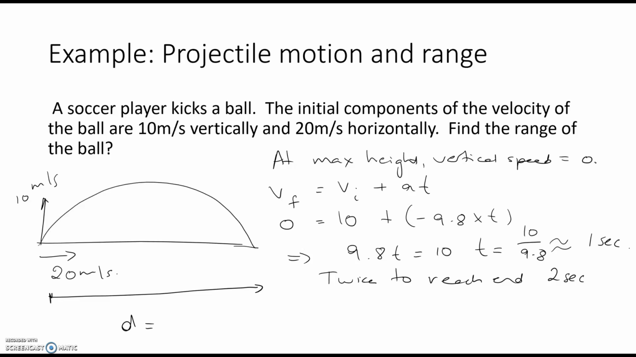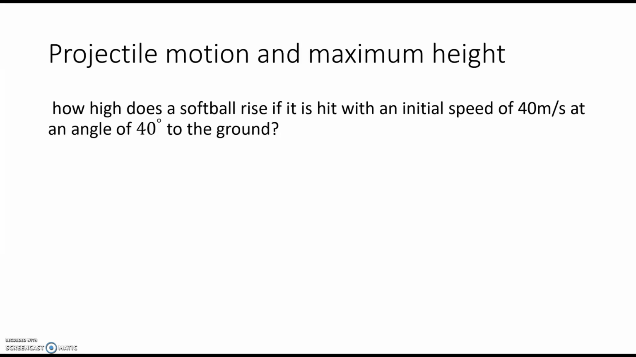The distance then we can find by d equals vt. We know that the horizontal distance, the horizontal speed rather, is 20, and we know that it's going for 2 seconds, so that we know that it travels for 40 meters. So this is the range that's asked for in this question.